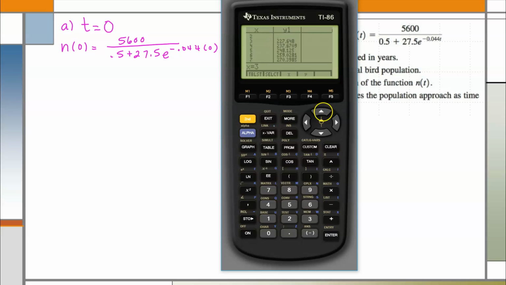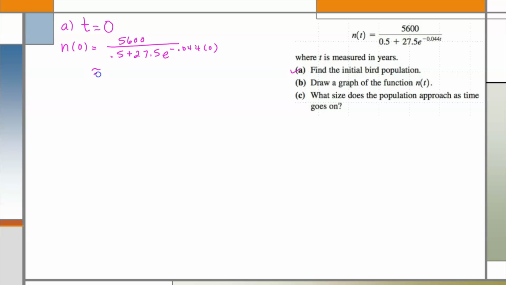We kind of come back. What was our population at 0? Population at 0 was 200 birds. So here we can say the initial population at time equals 0, we have 200 birds.